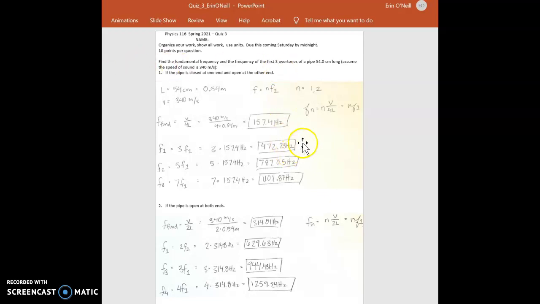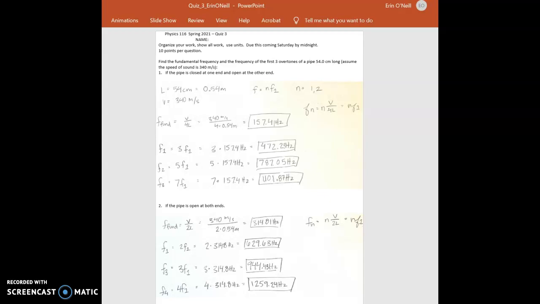So the first problem was asking about the fundamental frequency and then the frequency for the first three overtones of a pipe when you look at it closed at one end, open at the other, and then open at both ends.